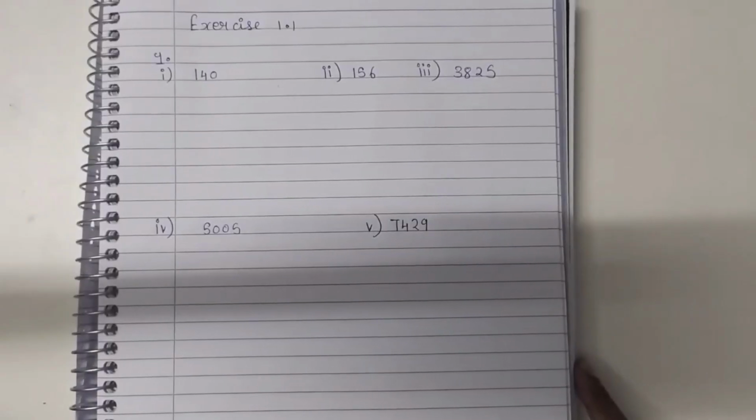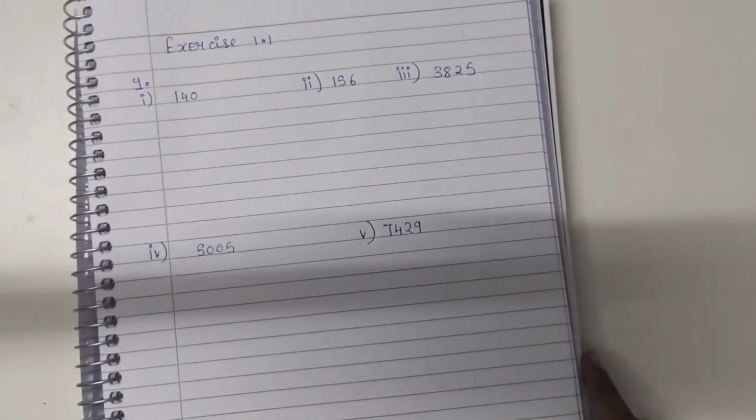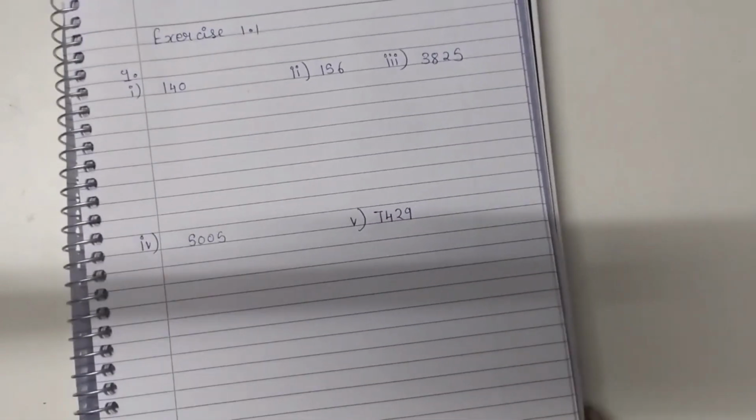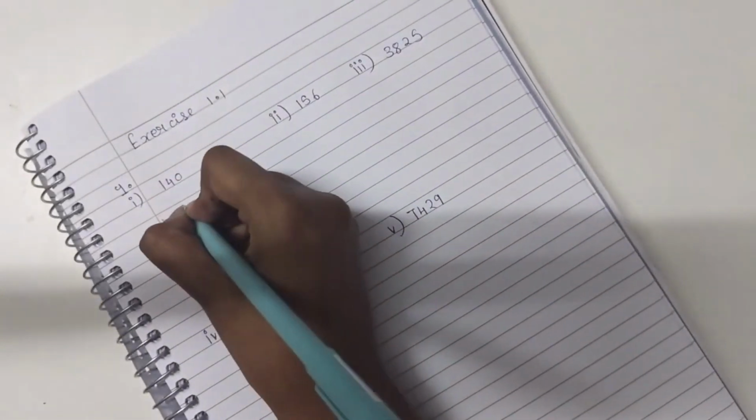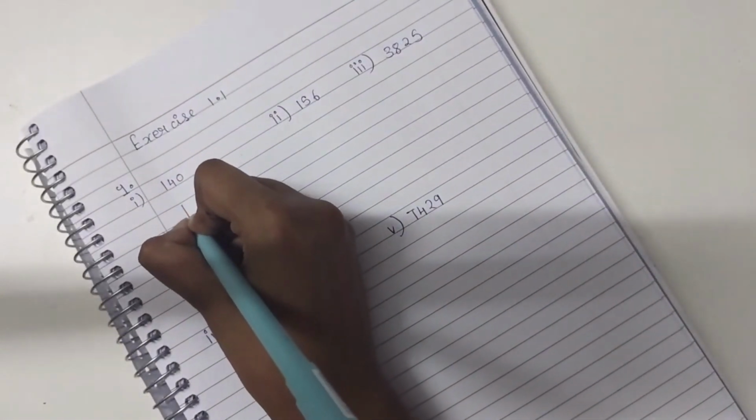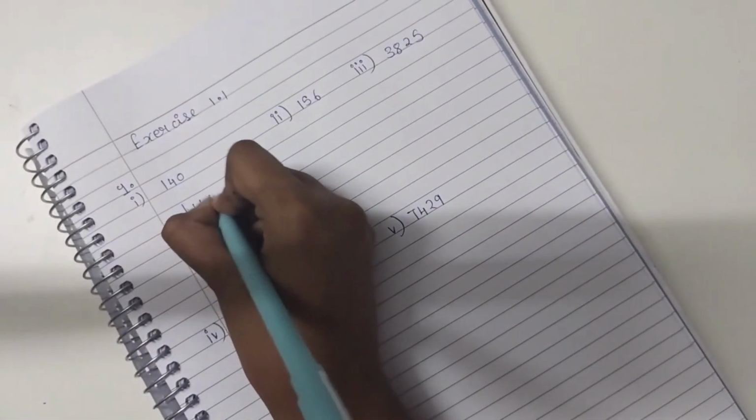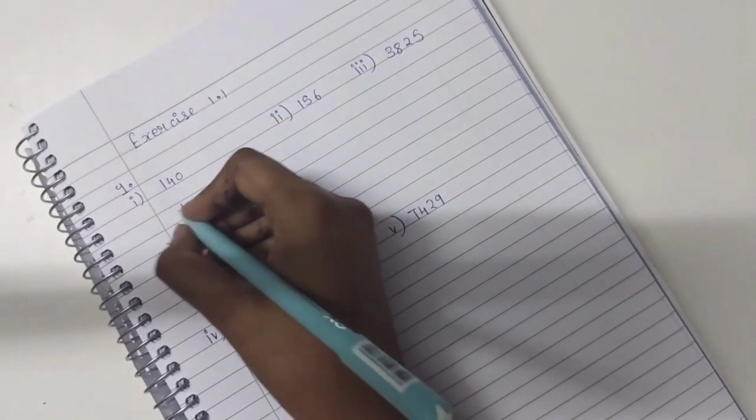Going to be covering the solutions from exercise 1.1 from chapter 1, real numbers. So the first question, they've asked us to express the given numbers as a product of its prime factors. In order to express a number in its prime factors, we need to perform prime factorization through the method of long division. So the first question, they've asked us to find the prime factors of 140, which can be found using prime factorization.